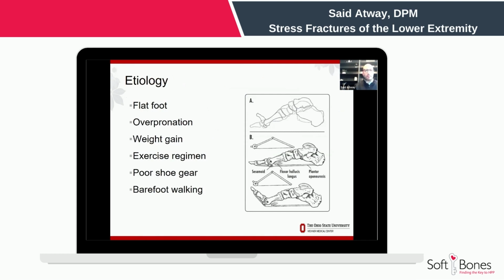Etiology, again, my focus here is going to be more related to the biomechanics. Flat foot, overpronation, underpronation, which we'll get to specifically with HPP patients in their typical rickets or genu varum position and how that can lead to excess stress in the foot. Weight gain, exercise or increased demand, poor shoe gear, poor control of those mechanics, and obviously that goes along with barefoot walking, because the best shoes in the world sitting in a closet, as I always say, don't do you much good.